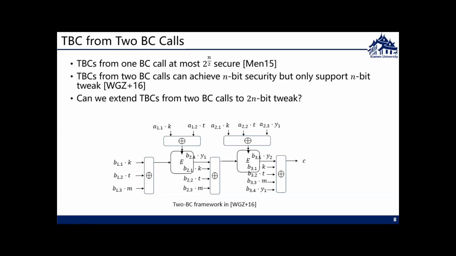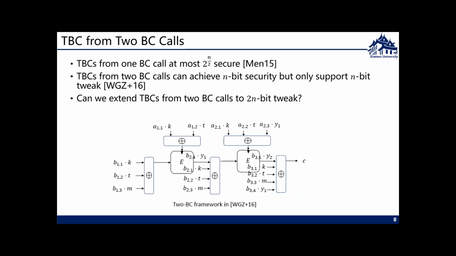So let's recall why we began from TBC from 2 block cipher cores, because there's a previous result that showed TBC from merely 1 block cipher core is at most birthday bound secure. And also there's a result by Wang et al. They showed that the TBC from 2 block cipher cores can achieve the n-bit security, but they can only support n-bit tweak. So the natural question is, can we extend the TBC from 2 block cipher cores to support a 2n-bit tweak? Maybe begin from the work of Wang et al.